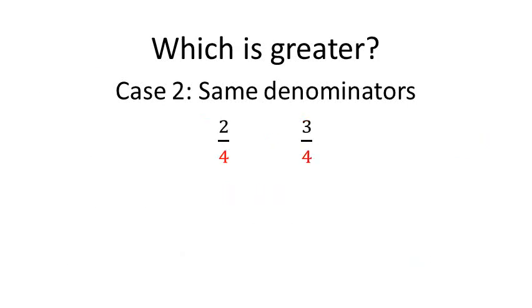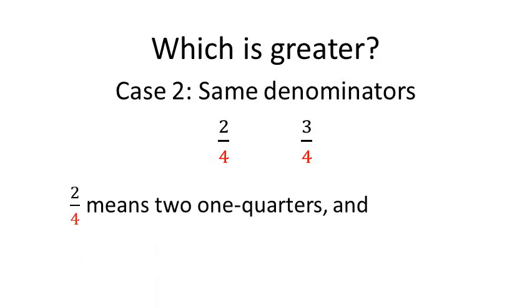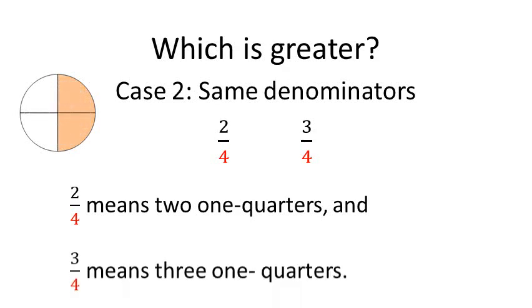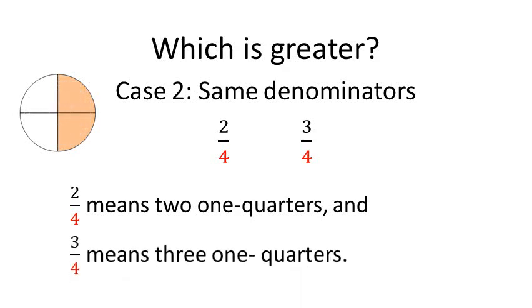Case number 2, when the fractions have the same denominator, for example, 2/4 and 3/4. 2/4 means 2 out of 4 pieces, and 3/4 means 3 out of 4 pieces. As you can see in the diagrams, 2/4 is less than 3/4.